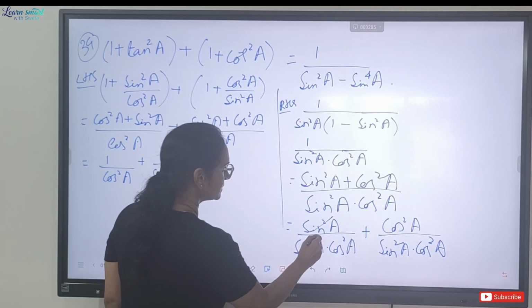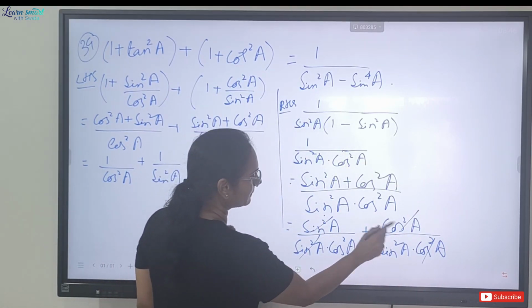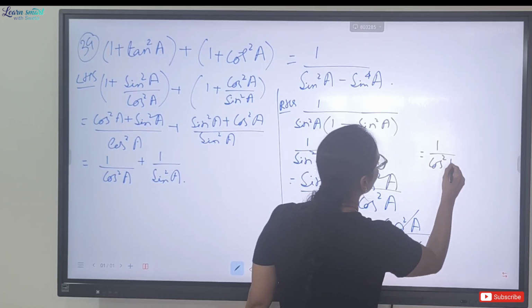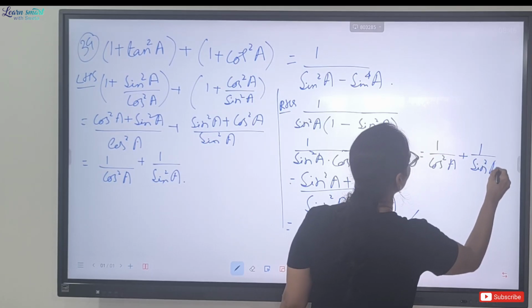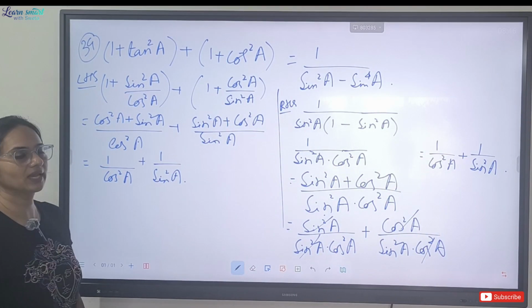So this will cancel and this will cancel. So we are left with 1 by cos square A plus 1 by sin square A. And this is the LHS that we had got. So we can prove it.